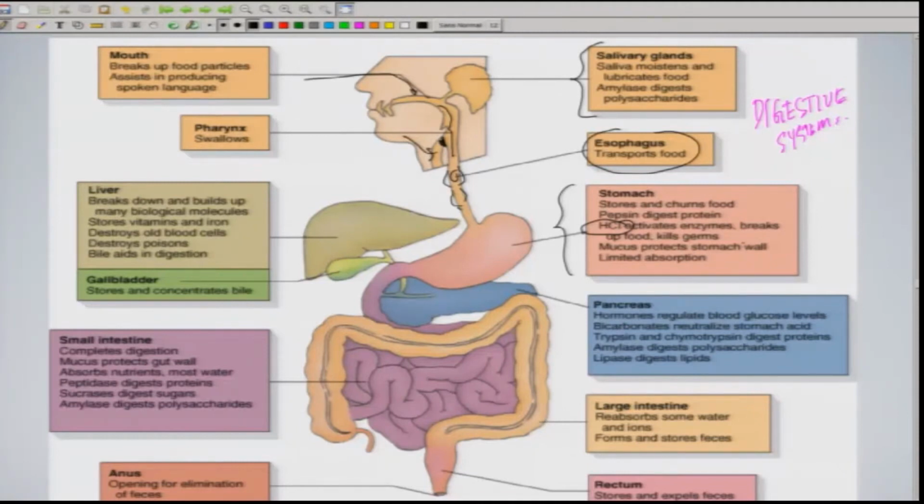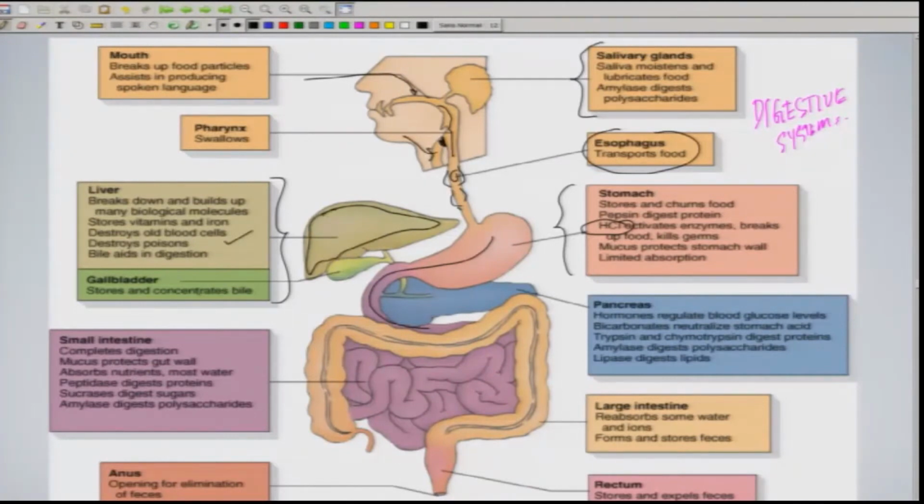Mucus protects the stomach wall, with limited absorption. From here, it moves on, while on the side you have the liver, which helps in breakdown and buildup of many biological molecules, stores vitamins and iron, destroys old blood cells and destroys poison. So the liver is a kind of purifying agent.